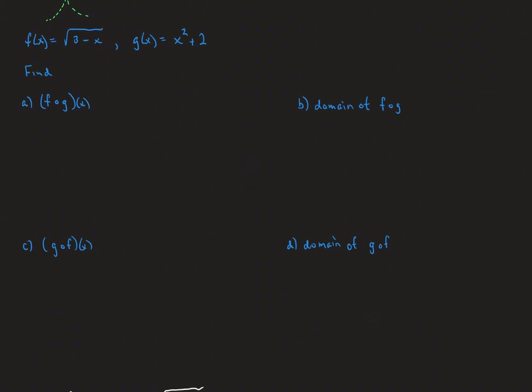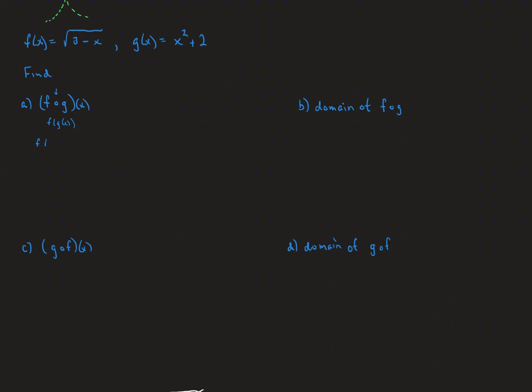Changing gears a little bit. Now we're given a function f and a function g, and we're going to find f composed with g, which means the same thing as f of g of x. So we're going to take f of x squared plus 2. That means we're going to plug in the x squared plus 2 into the f function in place of the x. So that's going to look something like that.